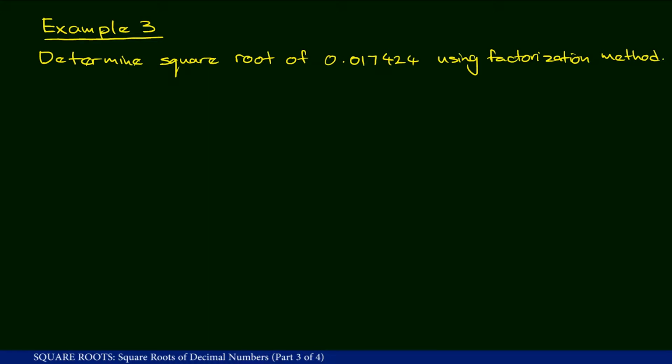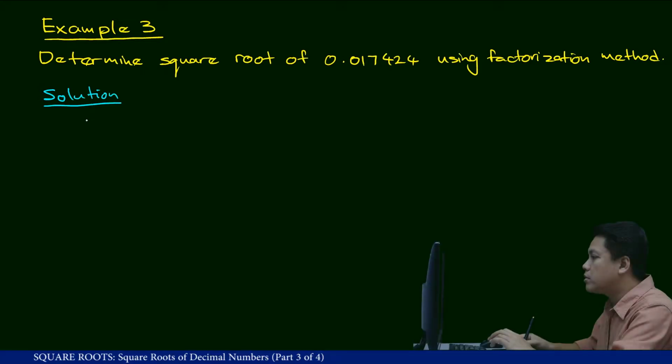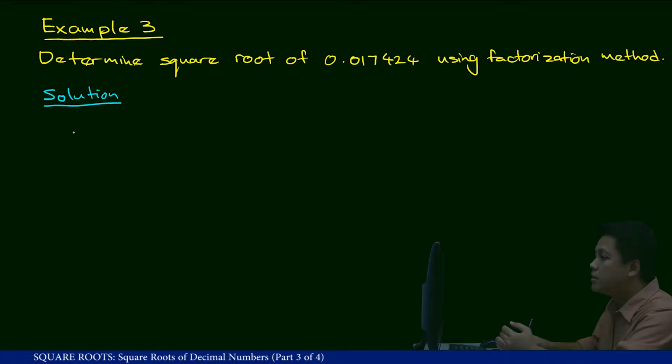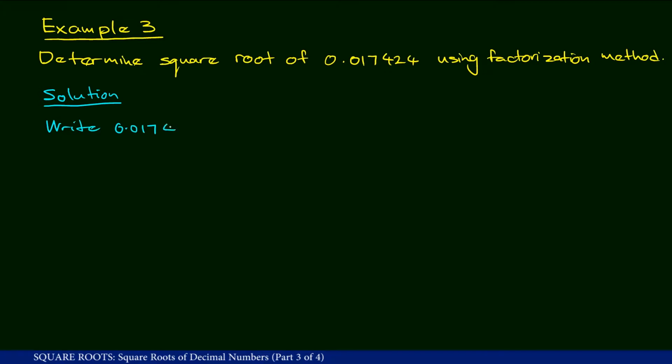Example 3. Determine the square root of 0.017424 using the factorization method. Similar to the previous steps, the first thing that we want to do is to write this number into a fraction of integer numbers. So in this case, it is 17,424 over 1 million.